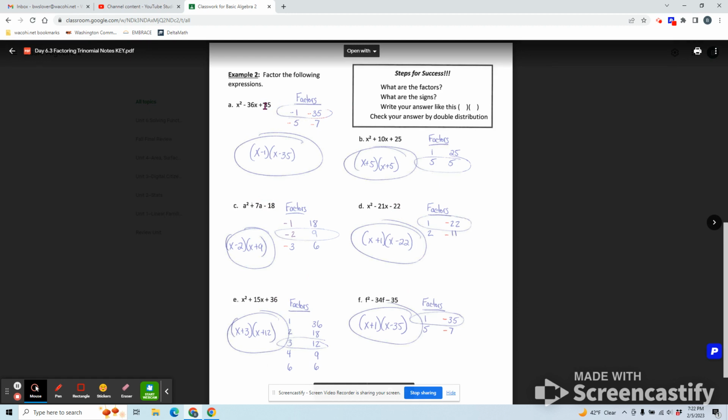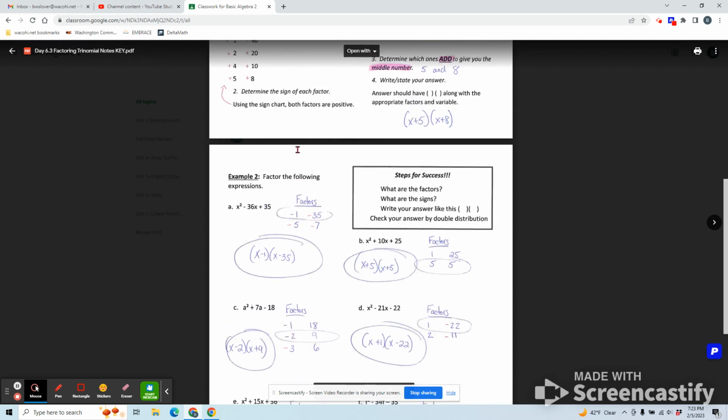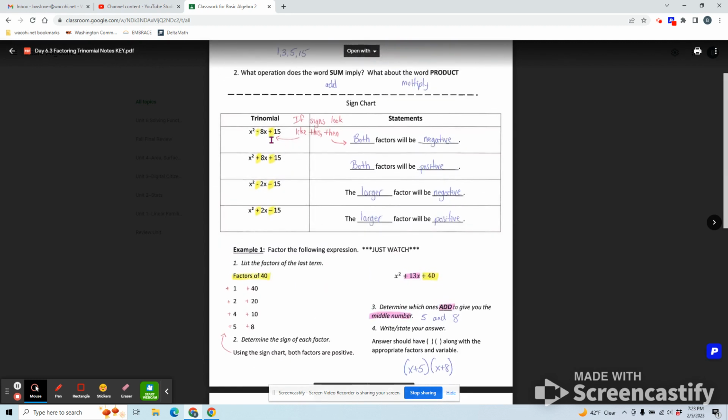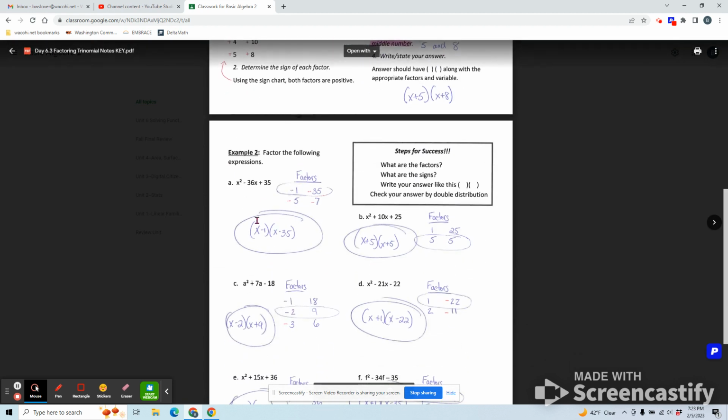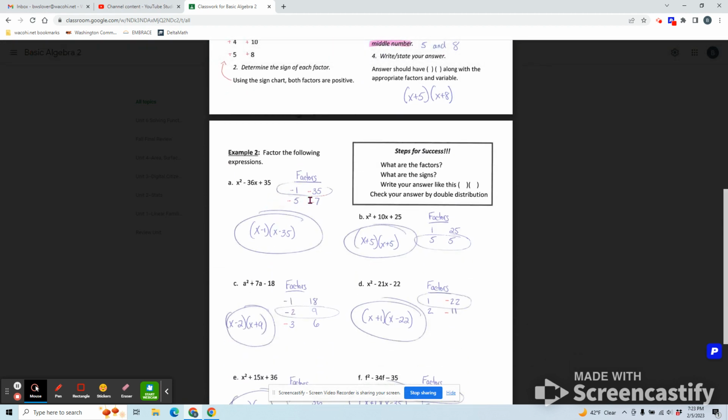So I list my factors of 35: 1 and 35, 5 and 7. And my signs go minus plus. So back on the sign chart, minus plus says both factors are negative. So I put a negative in front of every factor. And now I add them. Negative 1 plus negative 35. Does that give me the middle term of negative 36?